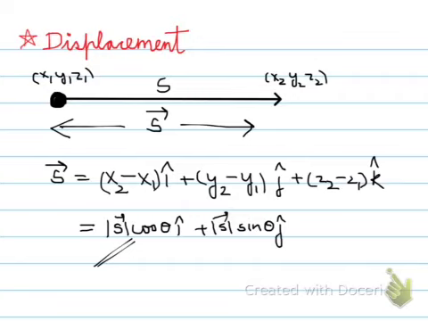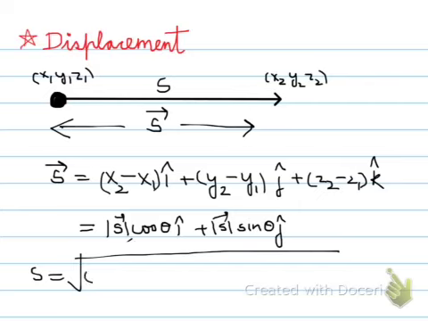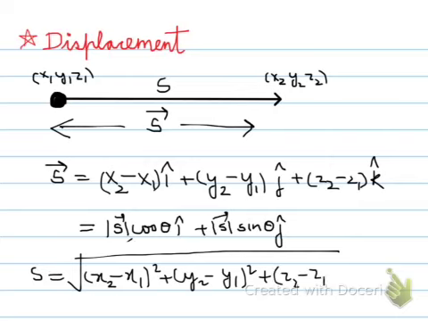Now here, mod of s vector is called the distance traveled by it. Therefore, if we take the mod of this, then it will come out to be s is equal to under the root (x2 minus x1) whole square plus (y2 minus y1) whole square plus (z2 minus z1) whole square, which is called the distance traveled by the particle.